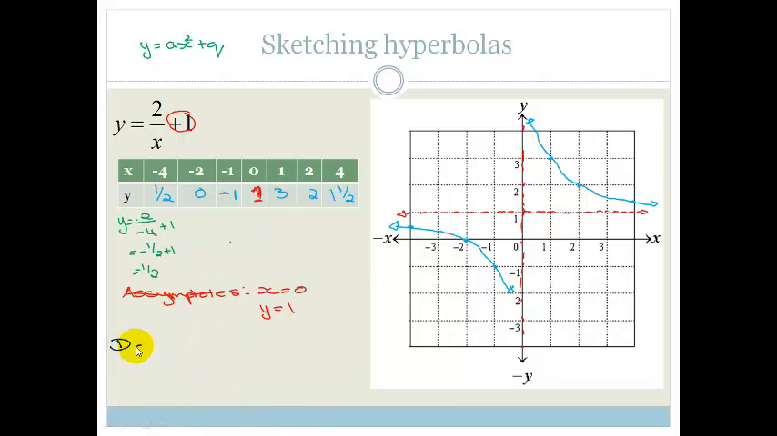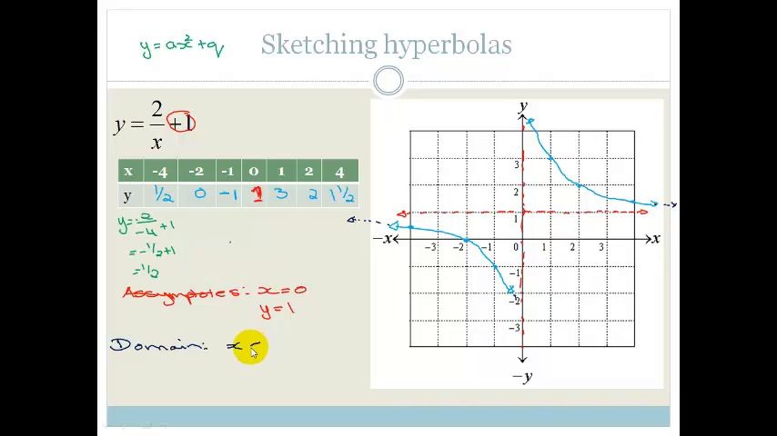So let's talk about the domain. The shift doesn't affect the domain. Let's have a look. It stretches all the way to negative infinity, goes closer and closer and closer to 0, goes very close to 0, and goes all the way to positive infinity again. So no, it doesn't affect the domain at all.